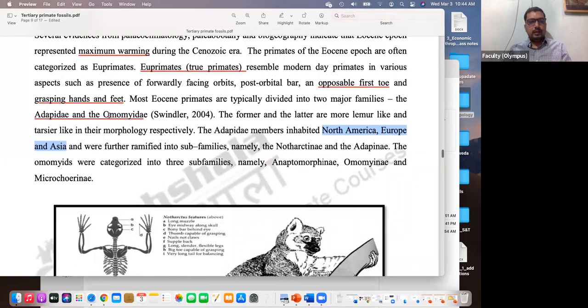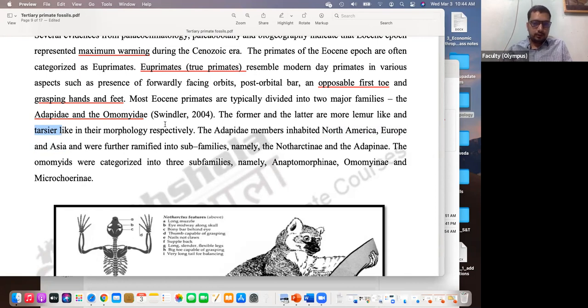Whereas Homomidae was more like tarsiers. So these creatures were tarsier-like. The previous one was lemur-like; these are tarsier-like. And they have other subfamilies within them.